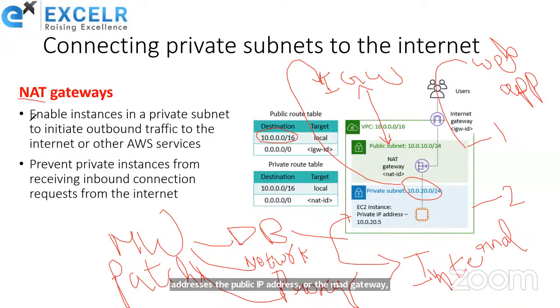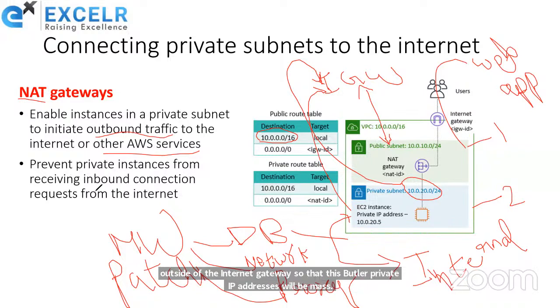By the definition you can see, it enables instances in a private subnet to initiate outbound traffic. Outbound traffic means traffic going to the internet or other AWS services. That is the concept. What is the benefit? It prevents private instances from receiving inbound connections. Inbound means no one can try to communicate with this private subnet, but the servers in the private subnet will get internet access and can go outside through the internet gateway, so that the private IP addresses will be masked and hidden. It prevents private instances from receiving inbound connection requests from the internet. That's what the concept means.